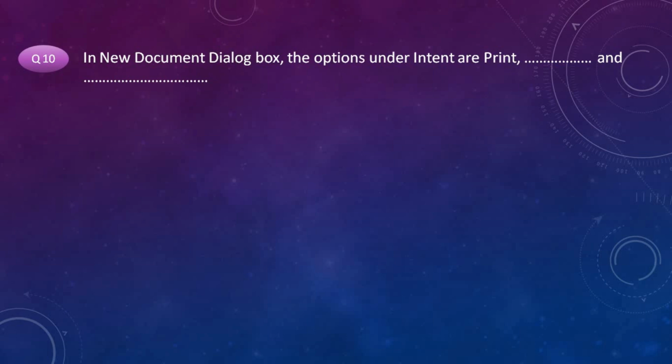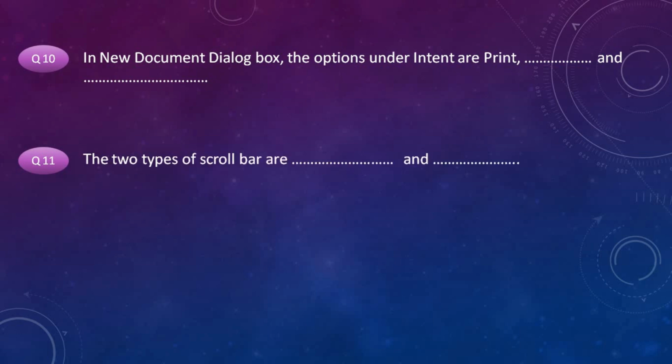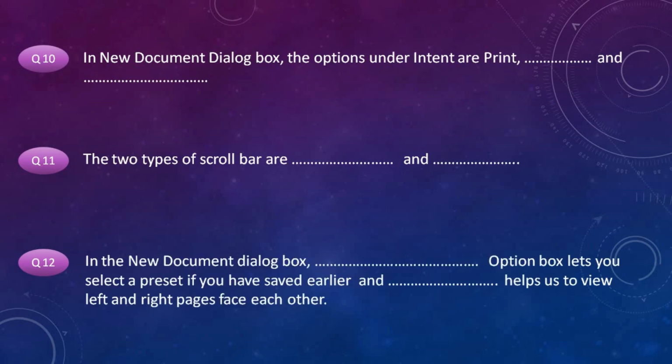Next question. In new document dialog box, the options under intent are print, dash and dash. The next question. The two types of scroll bar are dash and dash. In the new document dialog box, dash option box lets you select a preset if you have saved earlier, and dash helps us to view left and right pages face each other.